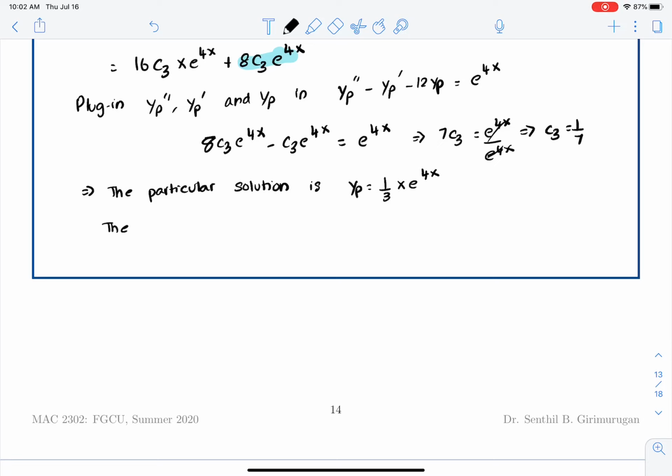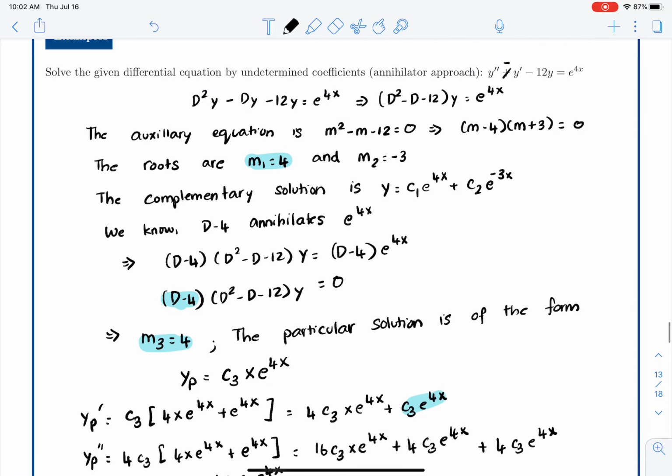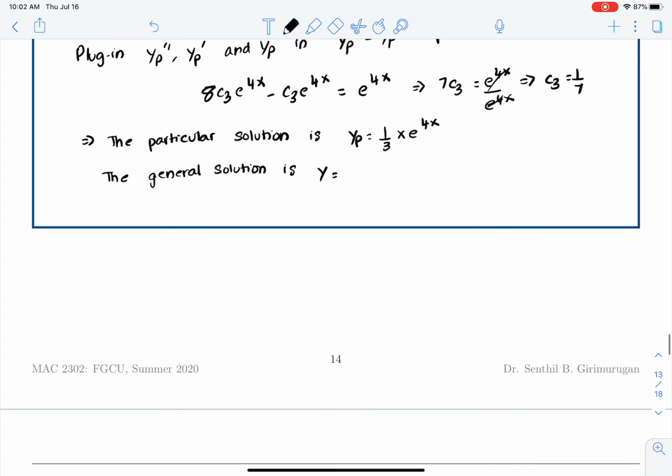So the general solution is y equals c1 e raised 4x plus c2 e raised minus 3x, plus 1 over 7 x e raised 4x.